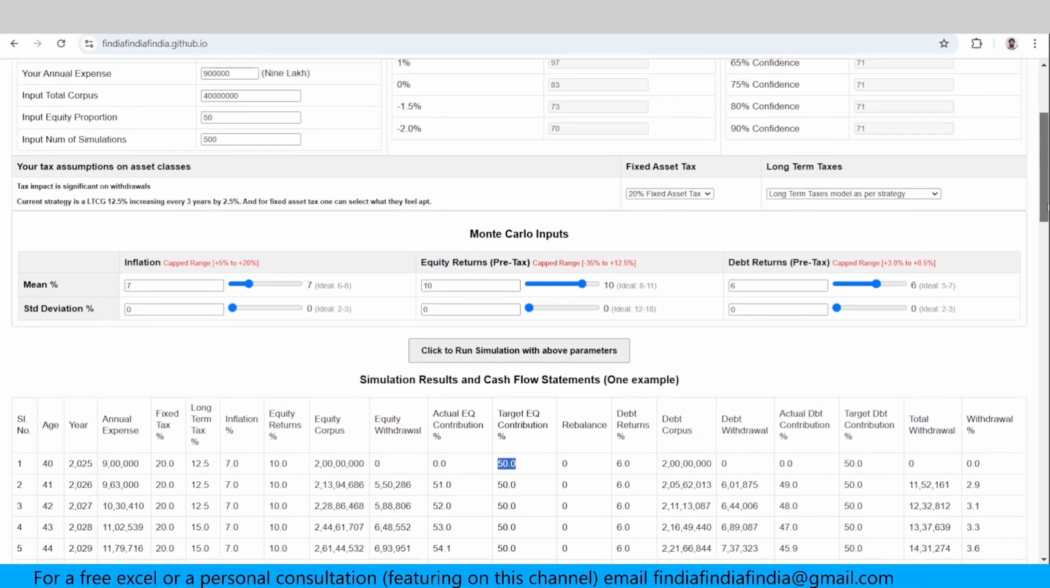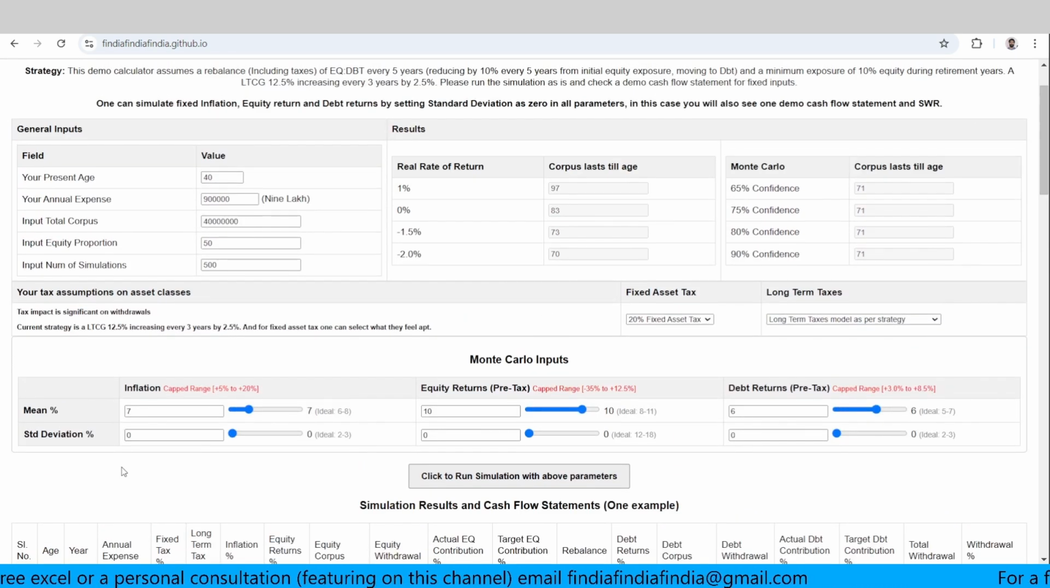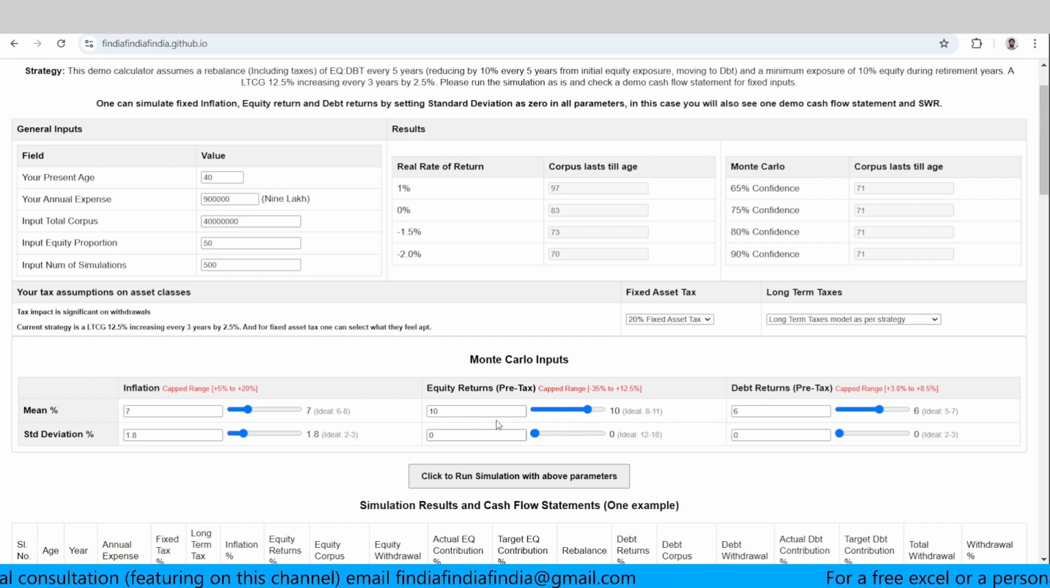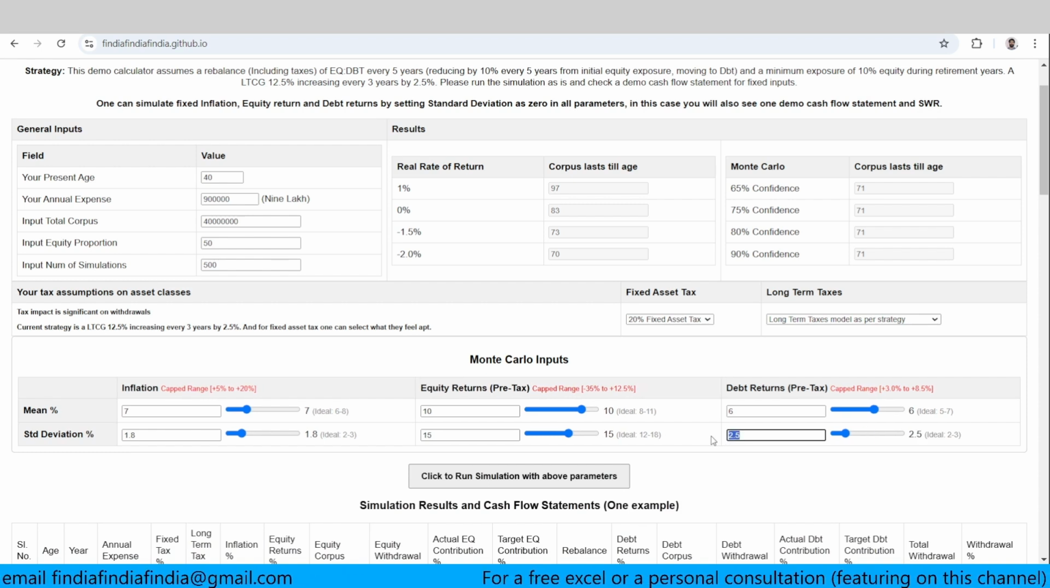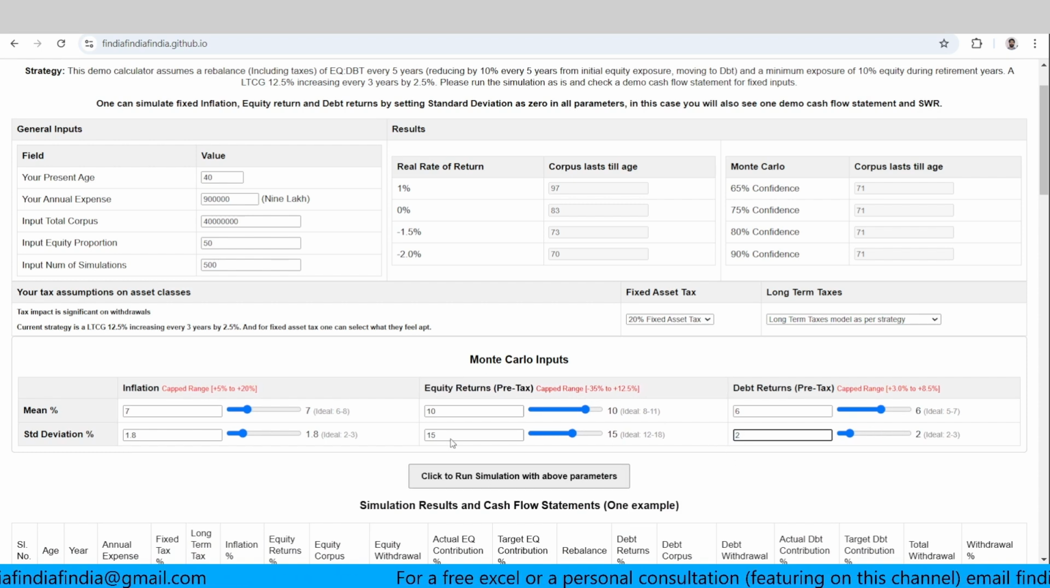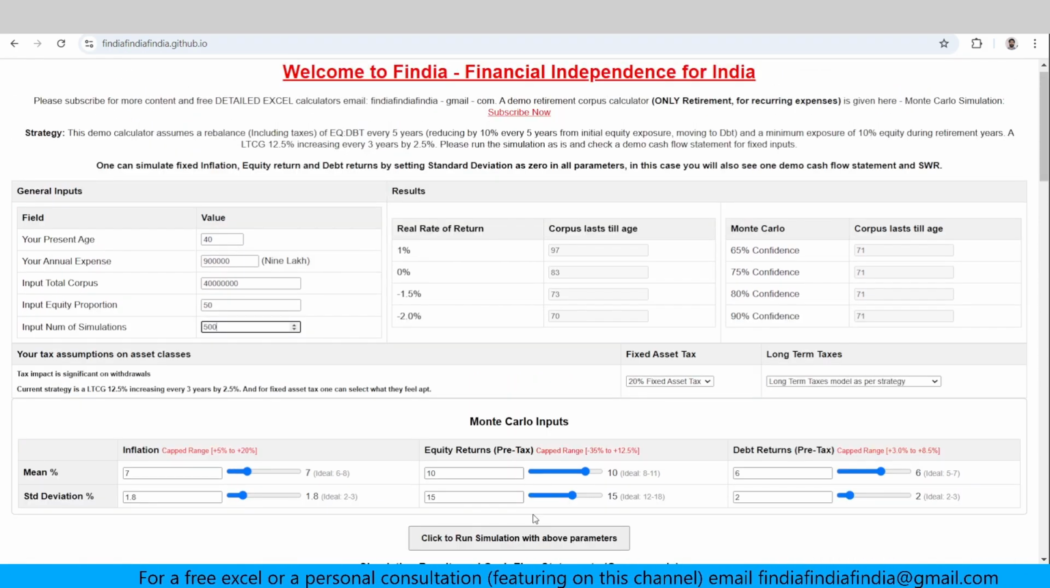Now let's run Monte Carlo and see what happens. For similar cases, I'm just running Monte Carlo. I'm putting inflation as, say, 2% in debt and 15% in equity. Now I'm running 500 simulations, 500 cycles. So you will not be seeing an example of a cash flow statement, because I cannot show you all 500 years' cash flow statements. It's simulating. Let me run it and see the 0% RRR, which is 83.